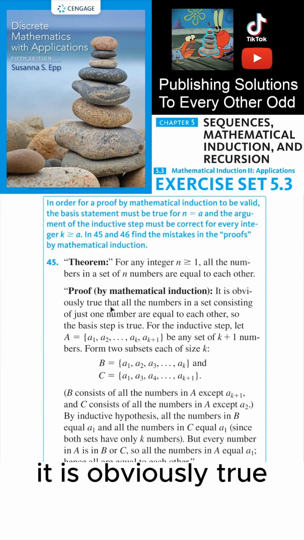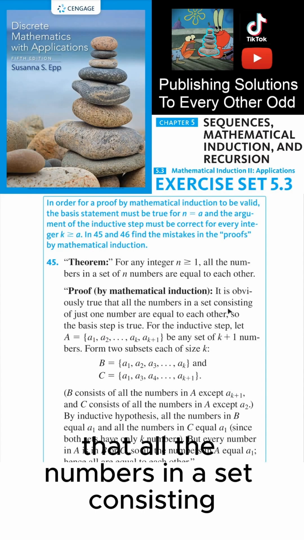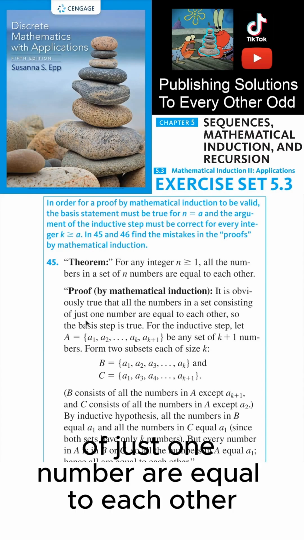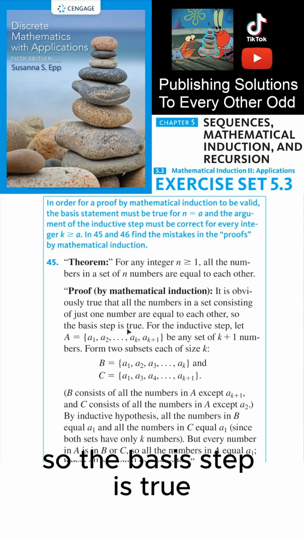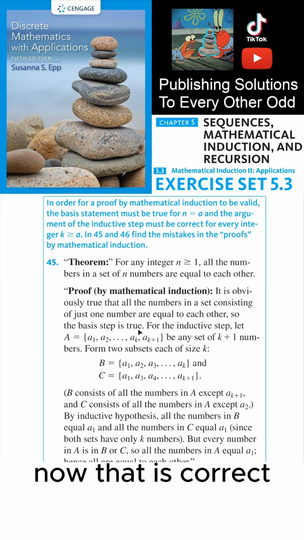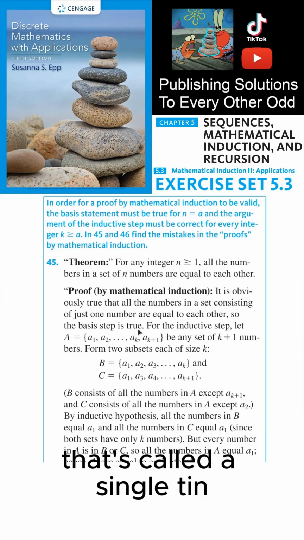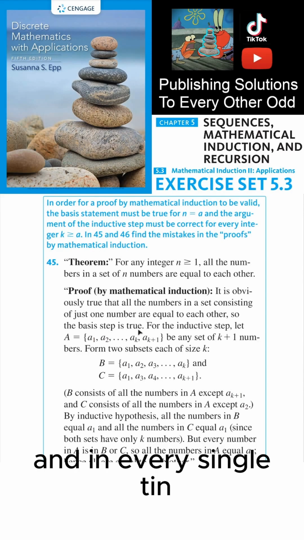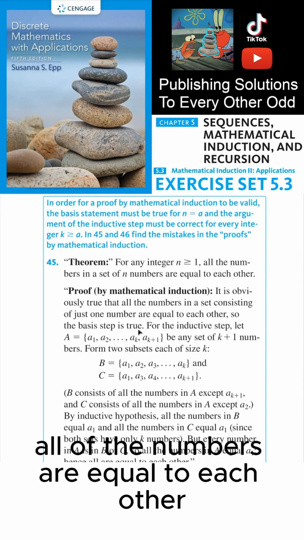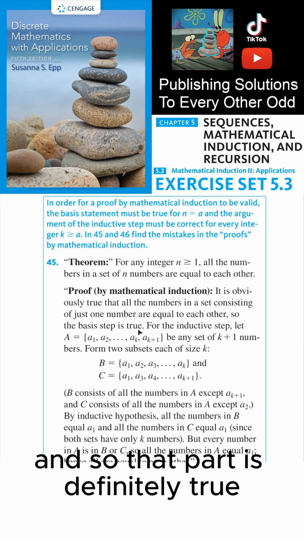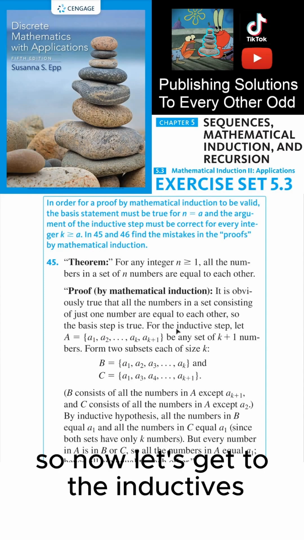It is obviously true that all the numbers in a set consisting of just one number are equal to each other. So the basis step is true. Now, that is correct. Whenever you have a set of size 1, that's called a singleton. And in every singleton, all of the numbers are equal to each other. And so that part is definitely true. So now let's get to the inductive step.